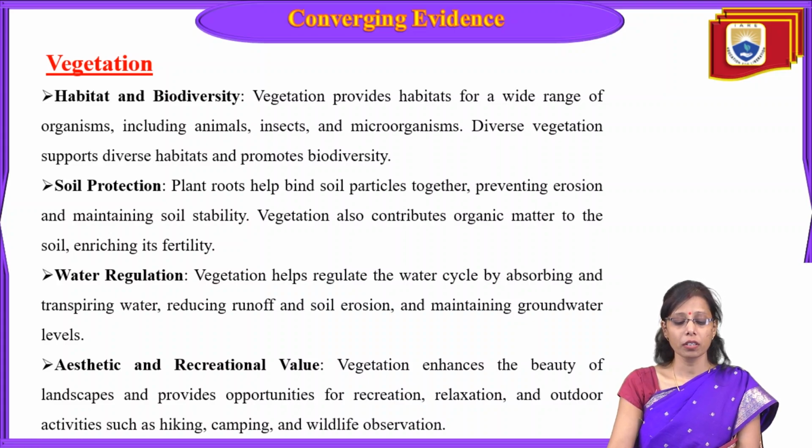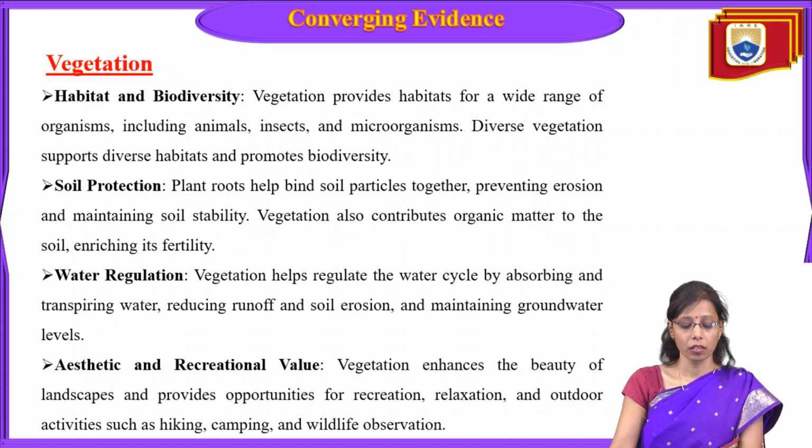Now water regulation: vegetation also helps in the regulation of water. Vegetation helps to regulate the water cycle, absorbing and transpiring water, reducing runoff and soil erosion, and maintaining groundwater levels. Wherever vegetation is available, soil erosion will be less. If soil erosion is less, the soil texture will be somewhat rough and the vegetation cover will be more. Based on that vegetation cover, even the drainage pattern can be identified from the terrain.